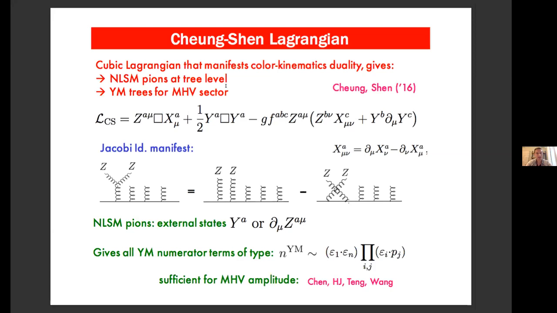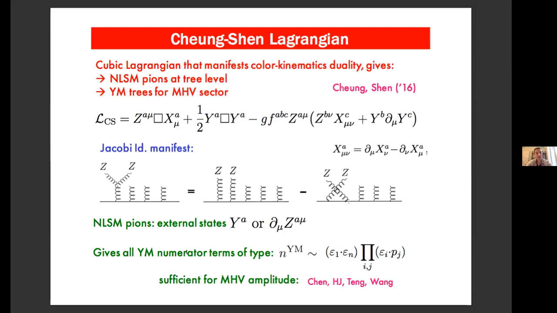But another thing that was later observed, actually in this paper here, is that it also gives Yang-Mills tree-level amplitudes if you restrict to the MHV sector. In order to do that, you have to be a bit more precise about what kind of polarization vectors you use. You have to impose certain gauge conditions on the polarization vectors, but then you can get it to describe the MHV sector.